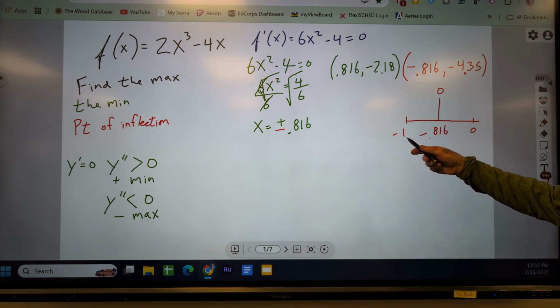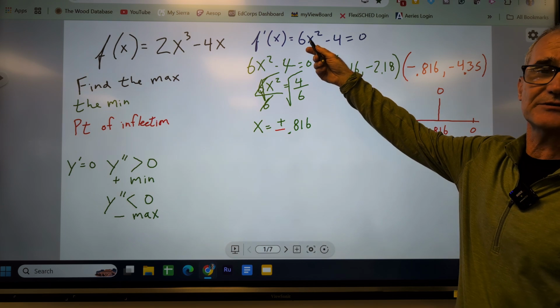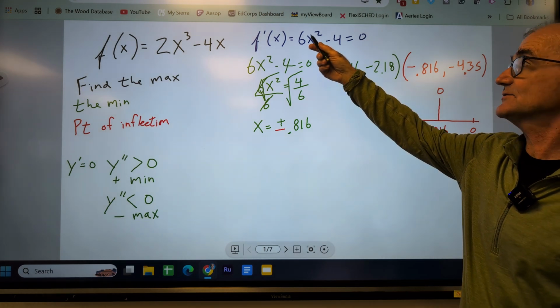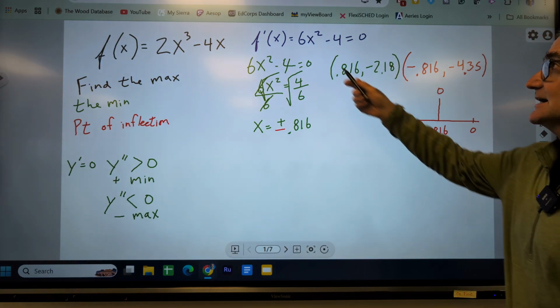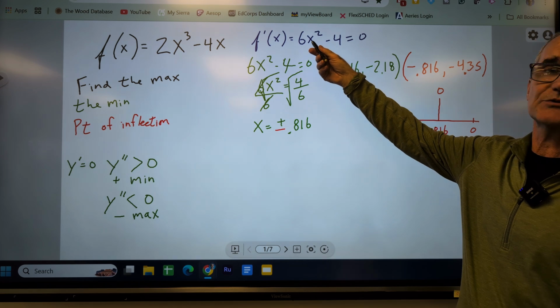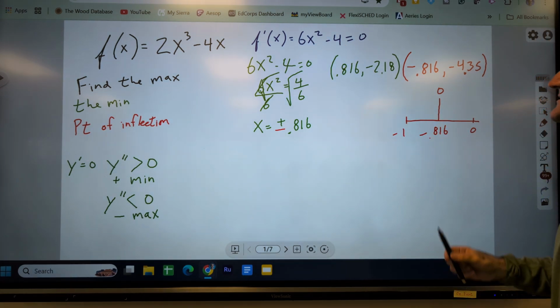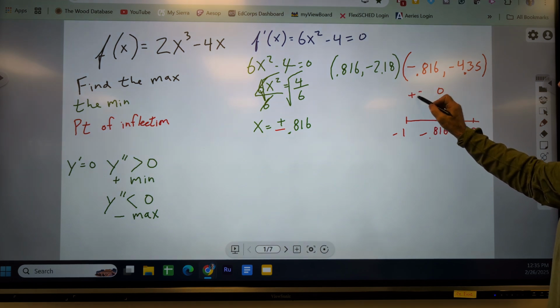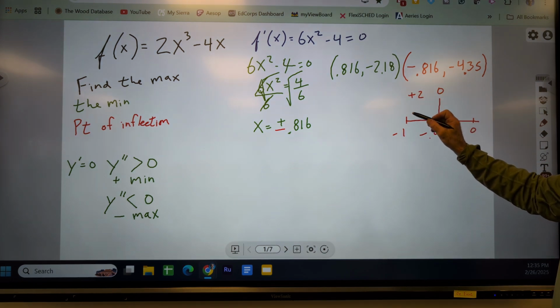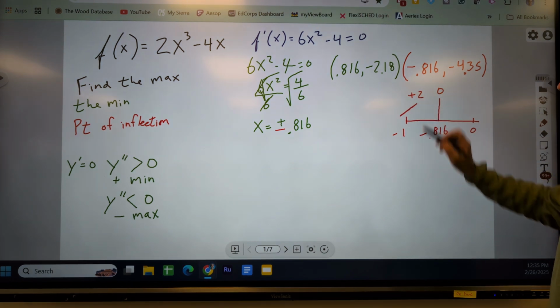When x is negative 1, I plug it into my derivative because I'm looking for slope, right? This is my slope equation. Negative 1 goes in there. Negative 1 squared, positive 1 times 6, positive 6 minus 4 is positive 2. So at negative 1, it has a positive slope.